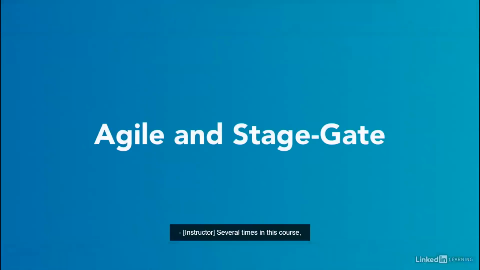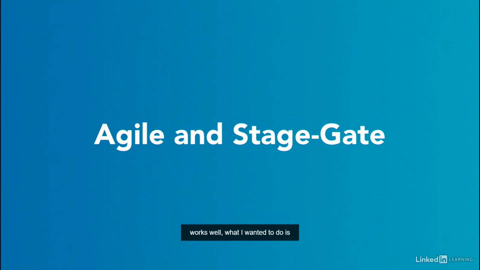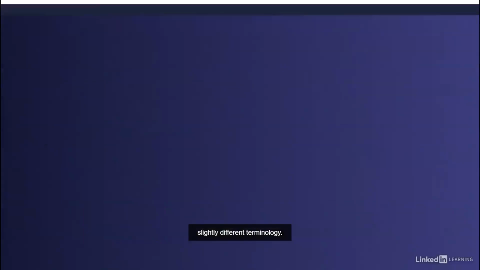Several times in this course, we have compared Agile with StageGate and said that really the two working together is a very good solution for new product development. Continuing our conversation in this chapter about where Agile works well and what type of projects works well, what I wanted to do is highlight the Agile StageGate connection again, using slightly different graphics and slightly different terminology.